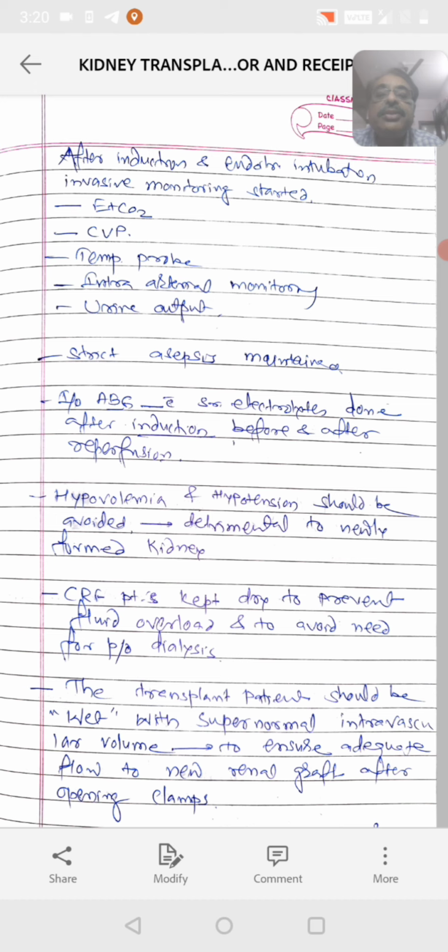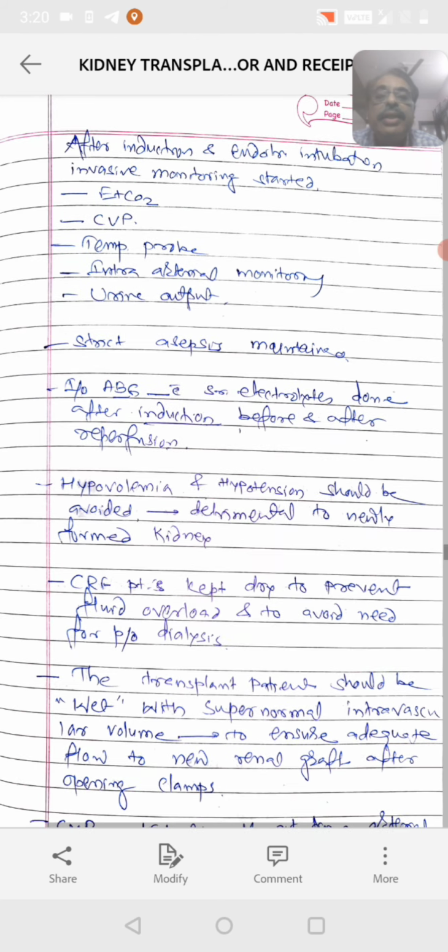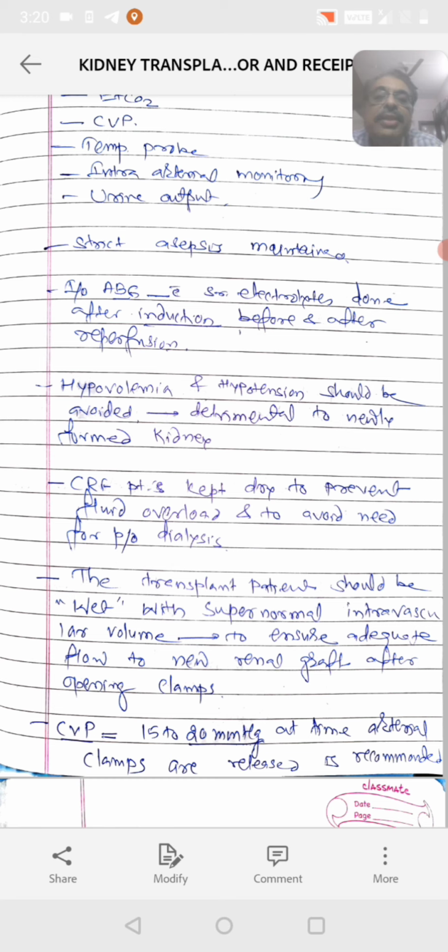CRF patients are kept dry to prevent fluid volume overload and to avoid the need for post-operative dialysis. The transplant patient, however, should be wet with supernormal intravascular volume. Why? To ensure adequate flow to the new renal graft after opening the clamps. CVP should be within 15 to 20 millimeters of mercury at the time the arterial clamps are released.